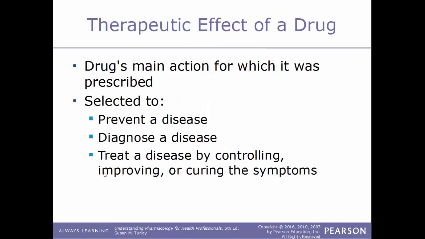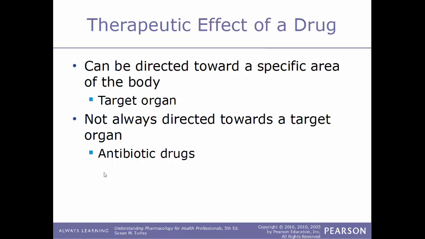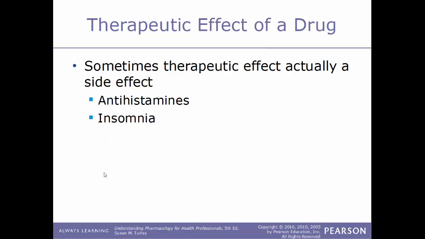All right, now we'll talk about the therapeutic effect of a drug. This is the drug's main action for which it was prescribed, the whole reason why you are taking that drug. The drug is selected to either prevent a disease, to diagnose a disease, or to treat a disease by controlling or improving the symptoms. Now, drugs can be directed toward a specific area of the body, which is called the target organ. And some drugs are not always directed toward a target organ, like antibiotics. And sometimes the therapeutic effect is actually a side effect, such as antihistamines or drugs that treat insomnia.